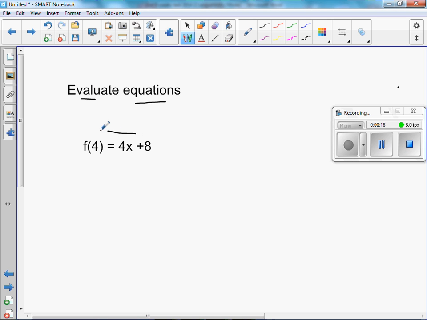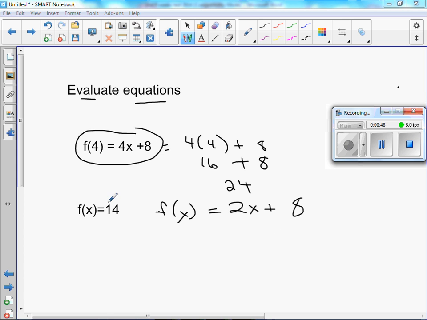So let's say you're given this equation here and you're evaluating for f of 4, okay? So f function of 4, that means that's f of x. That means the x is 4, okay? So if you know the x is 4, you would just go ahead and substitute the x being 4 plus 8. And 4 times 4 is 16 plus 8. Okay, so that means that will be 24.